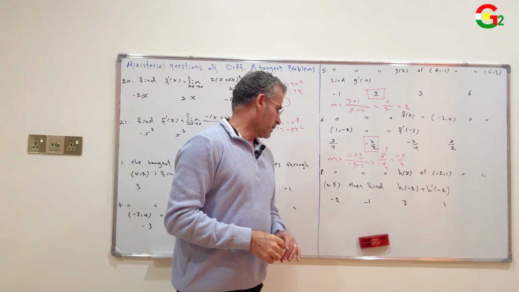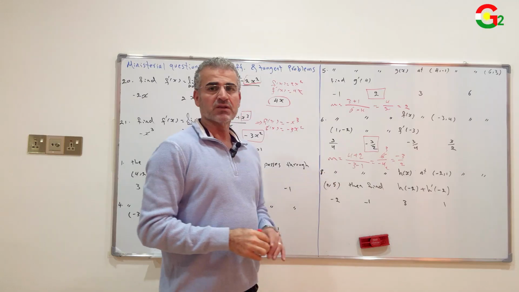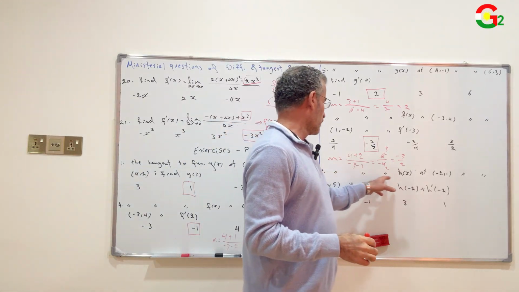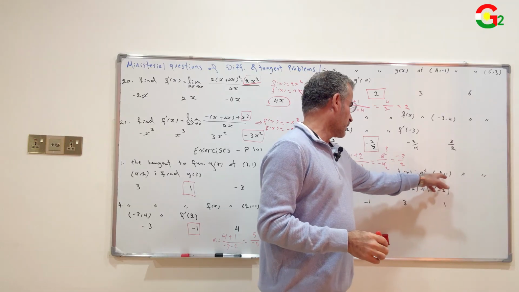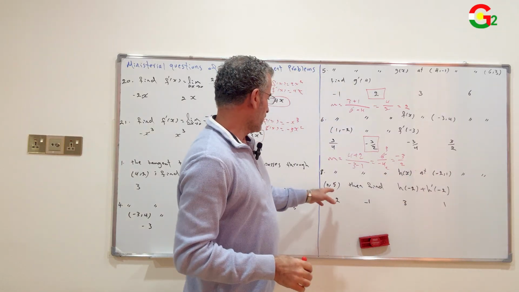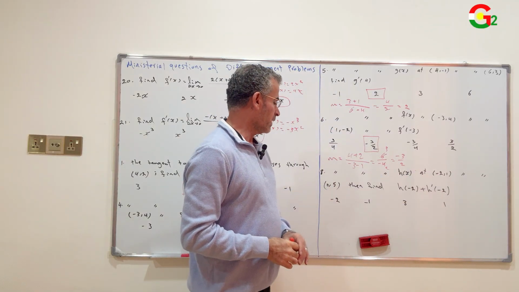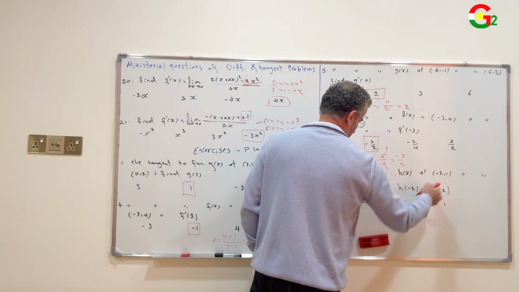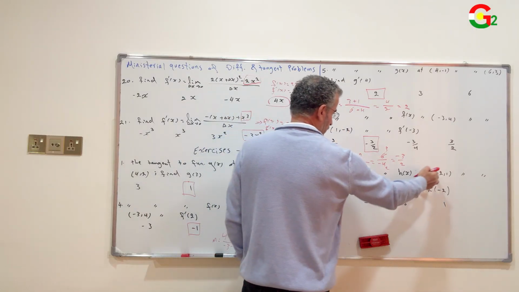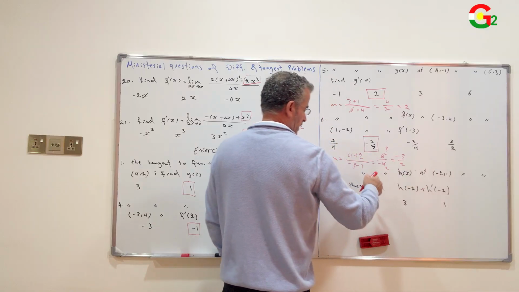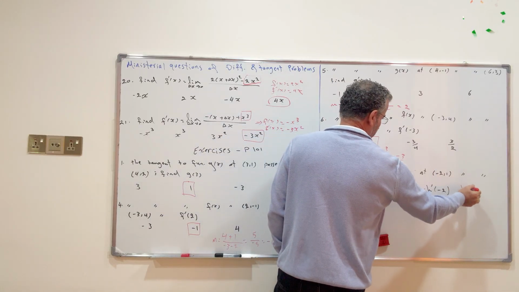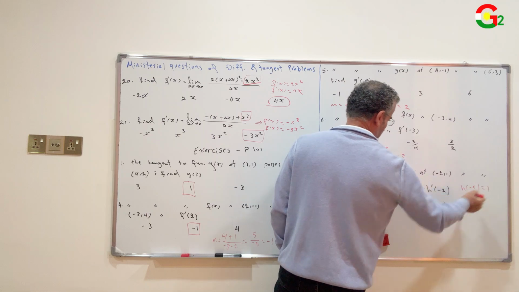Question number 8. I skipped 7 because I solved it before. The tangent line to the function h of x at the point (-2, 1) also passes through the point (0, 5). Then find h of -2 plus h prime of -2. H of -2 is 1 since -2 is the point of tangency. Then h of -2 equals 1.